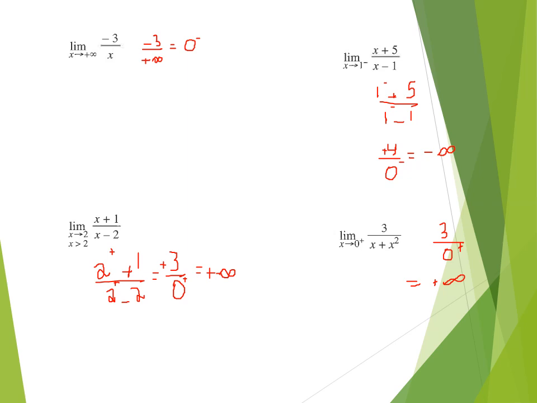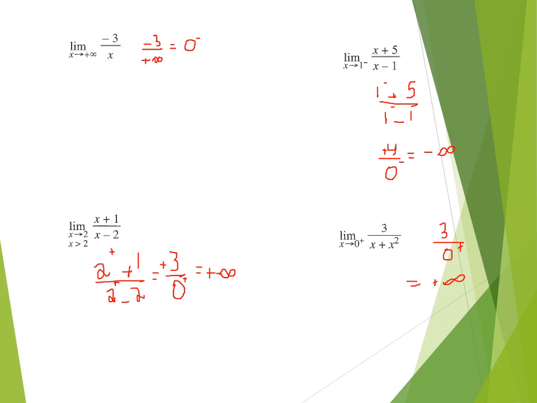Now we are going to replace x tends to 2. This is x greater than 2, I mean 2 plus. So we are going to replace by 1 over 2 plus minus 2. Okay, this is 3 over 2 plus minus 2, it's 0 plus, which is plus infinity, because number over 0 is an infinity, and we have positive here and positive 0, so it's positive infinity.